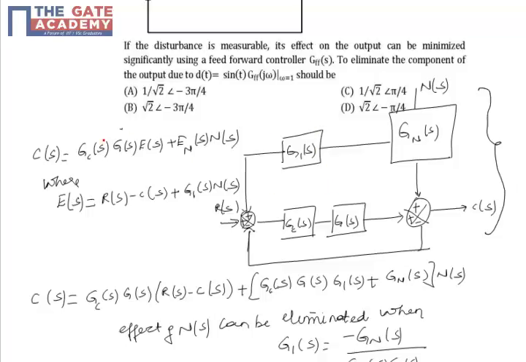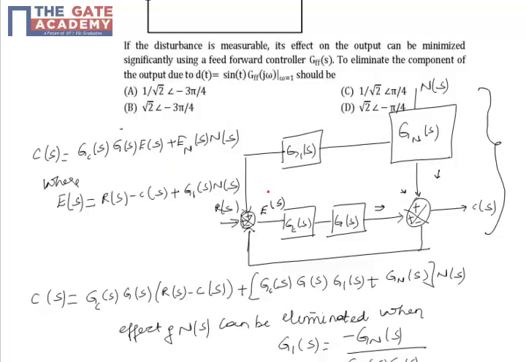Here we know that the output, which is C of s, is equal to the summation of the forward path and the disturbance, which is nothing but Gc of s into G of s into E of s, where E of s is my error signal, plus Gn of s into n of s. So this is the path.